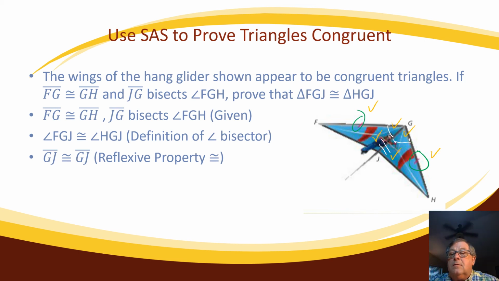And fans, friends, Romans, countrymen, triangle FGJ is congruent to triangle HGJ because of side, angle, side. I just love it when a good plan comes together.